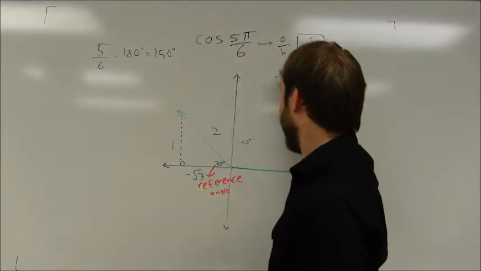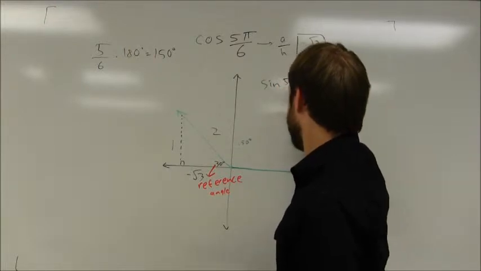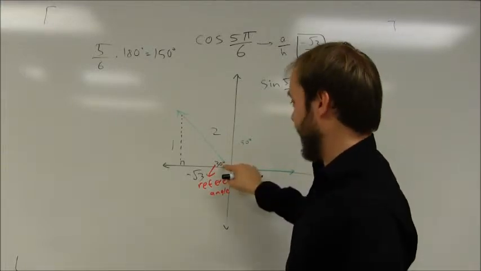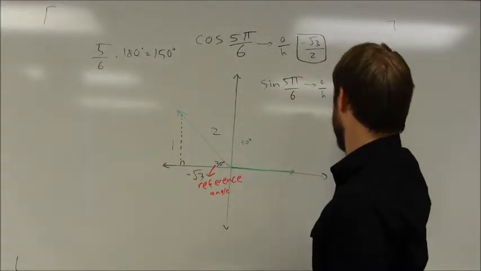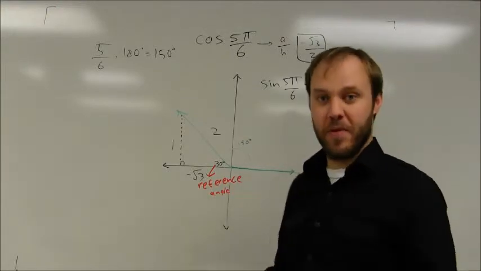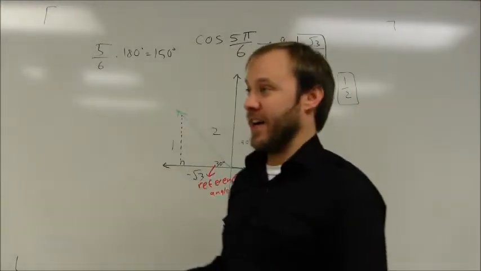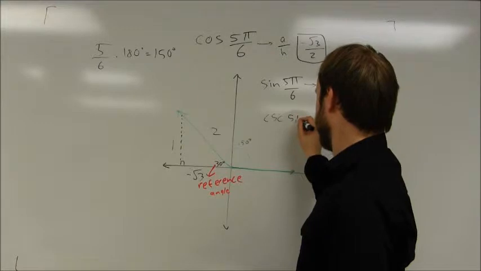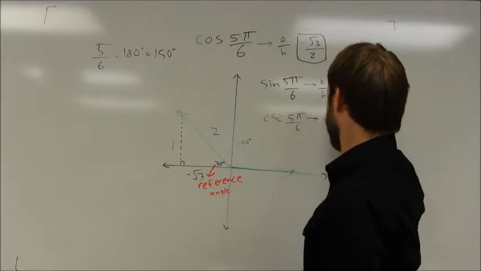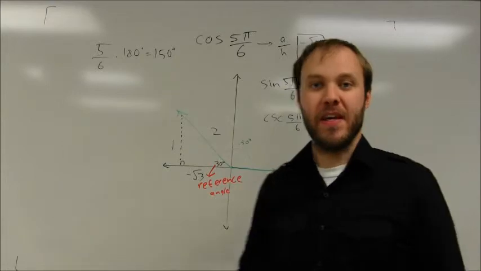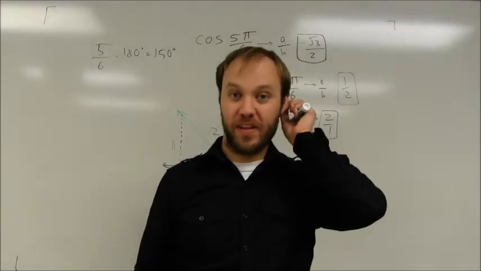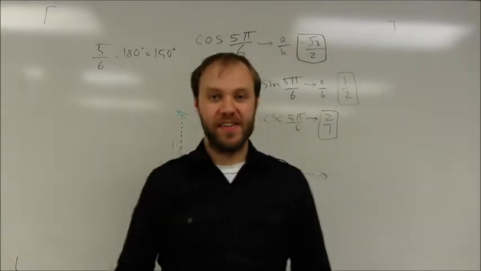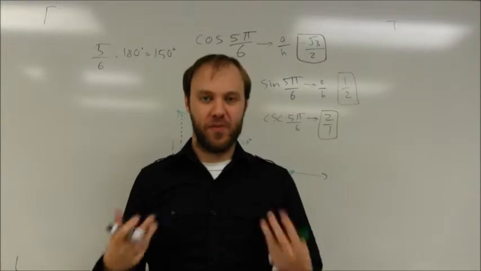If I wanted to find the sine of 5 pi over 6, it would just be the opposite side over the hypotenuse. That's going to be positive 1 over 2. So it doesn't have to be negative. Some of the values are going to be positive. Some of the values are going to be negative. The cosecant is the reciprocal. And so the cosecant is just going to be 2 over 1, or 2. So you can find lots of other values very quickly. In fact, you can find all 6 trig values extremely easily once you've got your triangle drawn in standard position. So that's the idea. It's all about the reference angle.